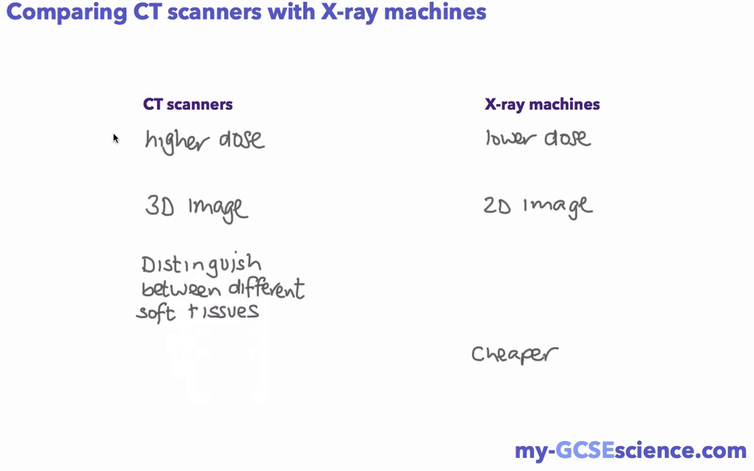The last thing I want to look at quickly is comparing CT scanners with X-ray machines. When we're comparing, remember this is a command word, we have to look at the features of one compared to the features of the other. So with CT scanners we have a higher dose of X-ray radiation that is given, whereas with the X-ray machines it's a lower dose. CT scanners can produce a 3D image, on the other hand X-ray machines produce a 2D image. CT scanners can distinguish between soft tissues, so different kinds of tissues can be differentiated with our CT scanner, and the CT scanner is quite a lot more expensive in fact. The X-ray machine on the other hand is much cheaper.